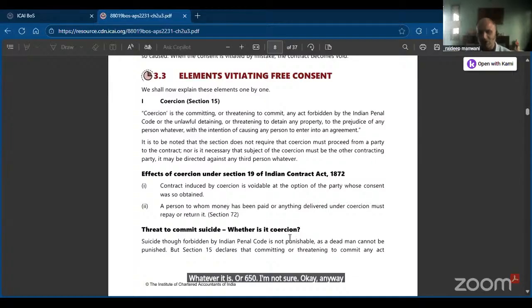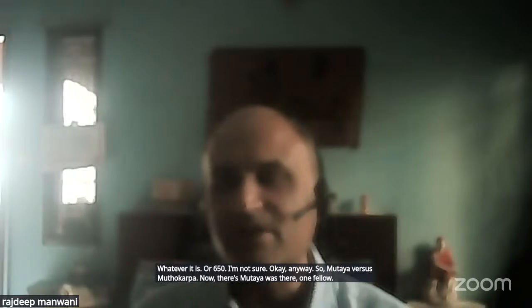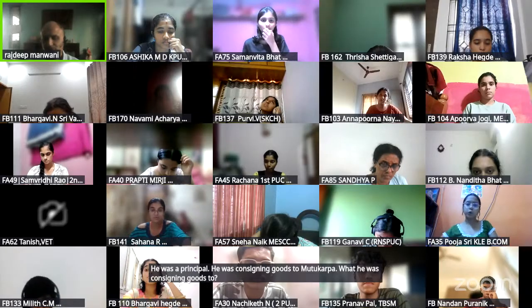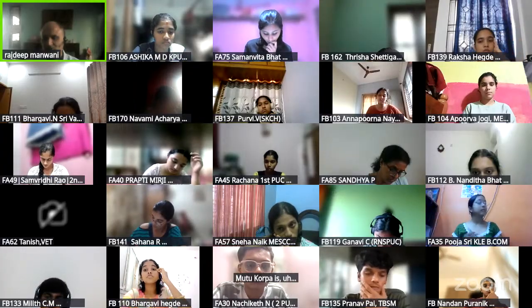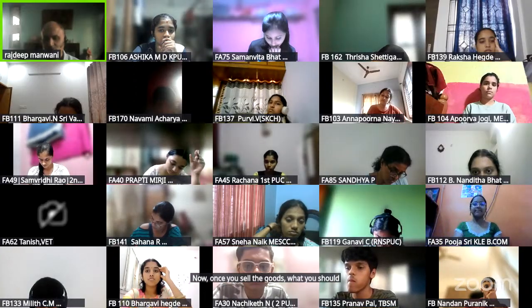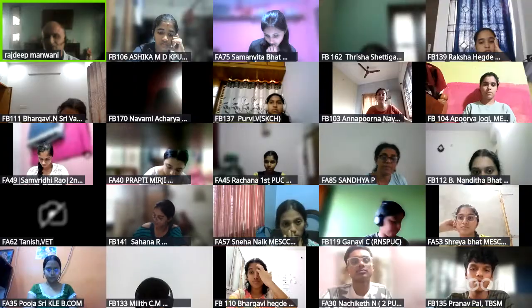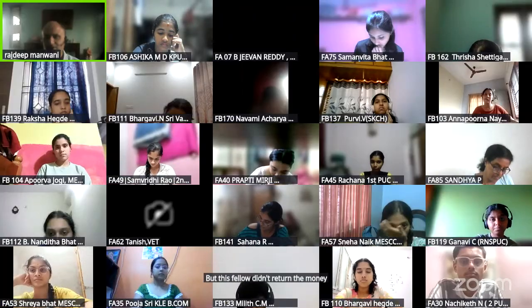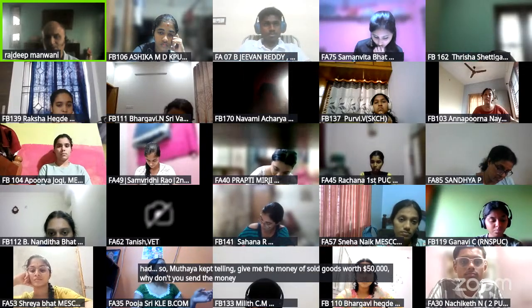Okay, anyway. So Muttaya versus Muttu Karuppa. Now this Muttaya was a principal. He was consigning goods to Muttu Karuppa, the consignee. He used to take the goods and sell them. Once you sell the goods, you should remit the proceeds to the principal. But this fellow didn't return the money. So Muttaya kept telling, "Give me the money. You have sold goods worth 50,000. Why don't you send the money to me?"